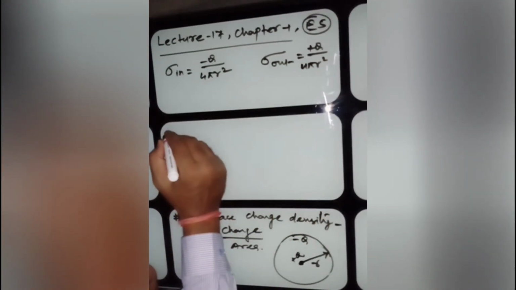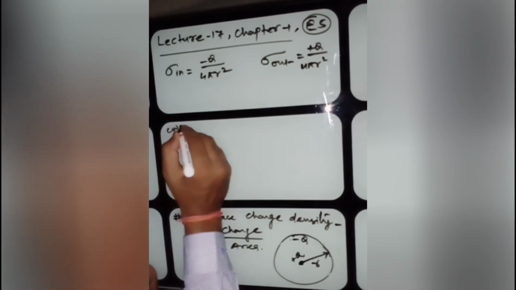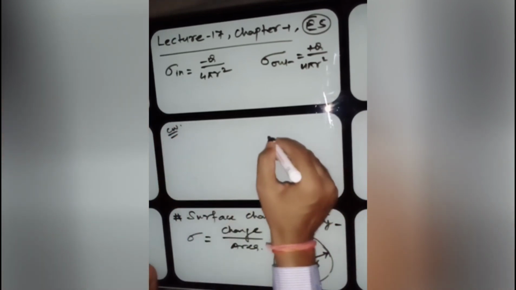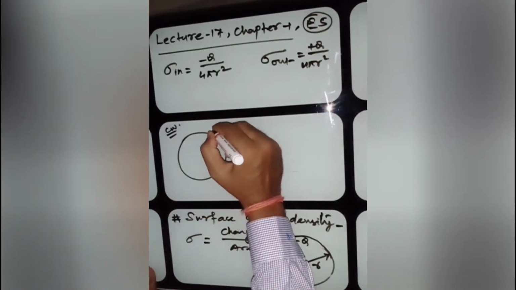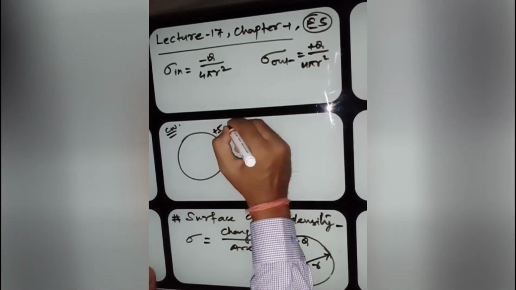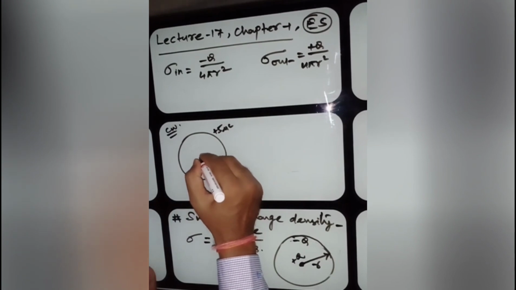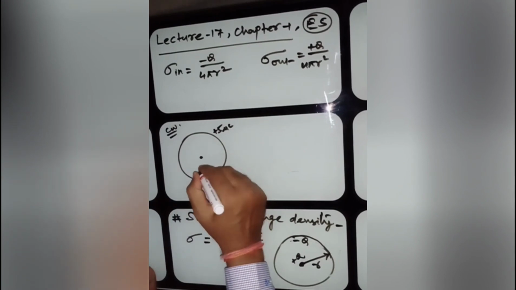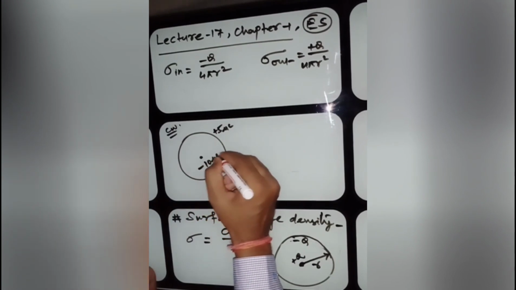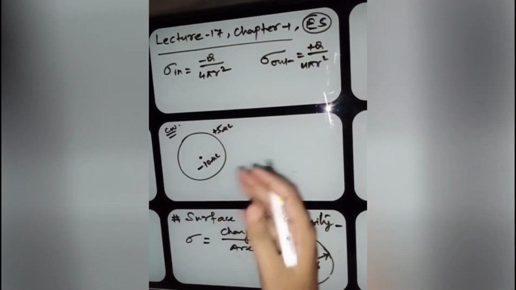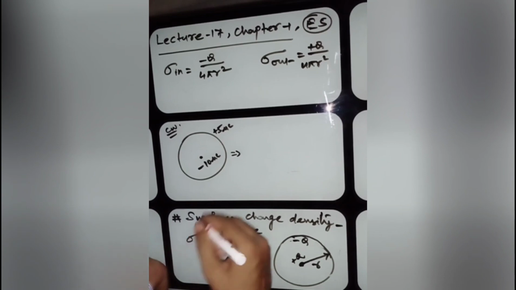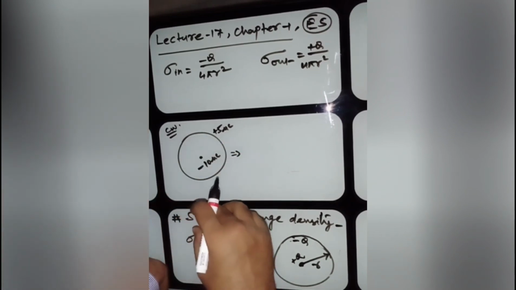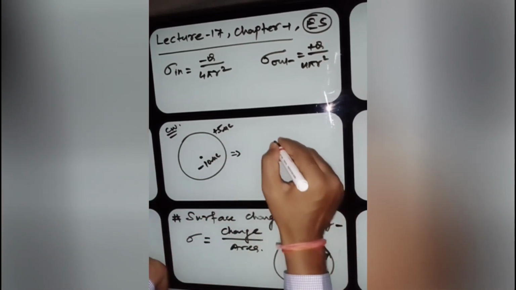Now the next question, your classwork. Suppose this sphere already has plus 5 microcoulomb present, and you have put inside the conductor at the center minus 10 microcoulomb. Now what will be the final charge distribution and surface charge density? If you can solve, pause the video and try to solve this question.